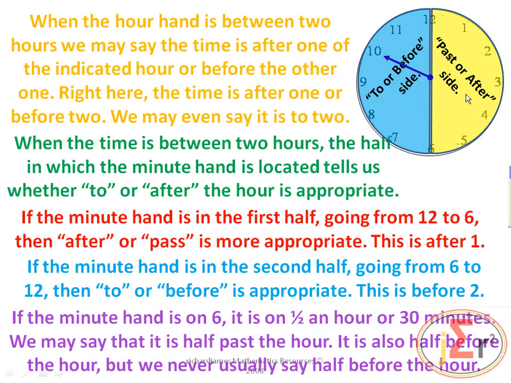If the minute hand is here, then past or after is appropriate. If the minute hand is here on this side, to or before is appropriate. However, if the minute hand is exactly on 6, because it is half an hour or halfway around, we will say that it is half past the hour. Surely, because it is half past the hour, it is also half before the hour. But we do not usually tell the time and say half before or half to the hour. We always say half past the hour.